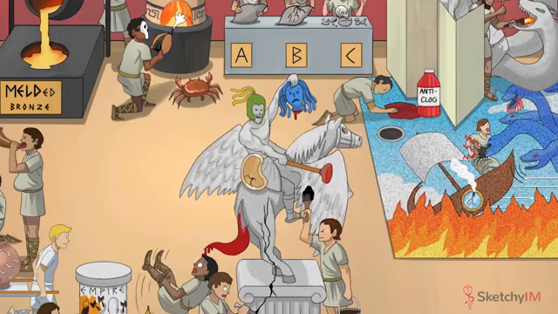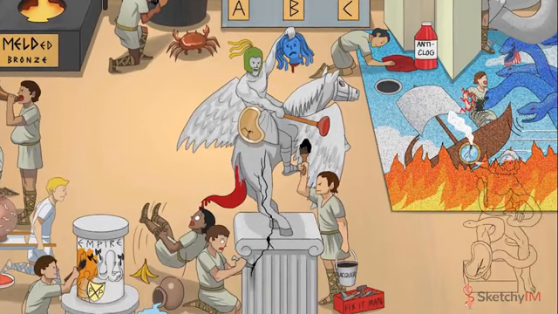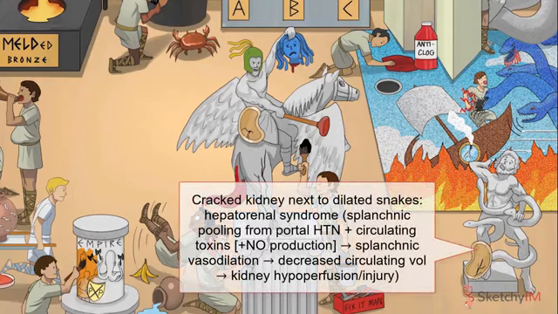All right, on to our next complication of advanced cirrhosis, hepatorenal syndrome. As described in the previous sketch, portal hypertension causes splanchnic pooling of blood. Not only that, the cirrhotic liver has a hard time metabolizing all the toxins entering the blood through the GI tract, including bacterial toxins. This causes increased nitric oxide production by vascular endothelial cells. Systemic vasodilation follows, especially of the splanchnic vessels, which we symbolized with these dilated abdominal snakes here.